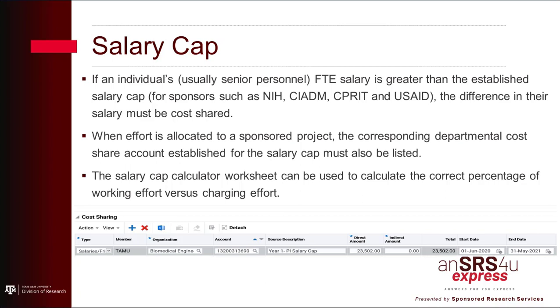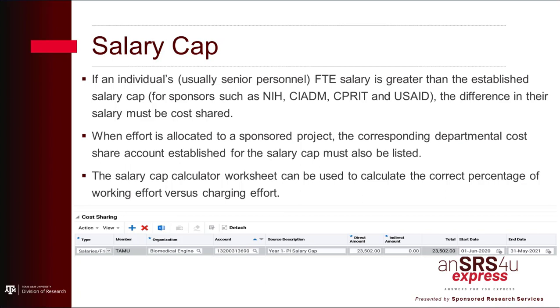We're going to switch gears now to salary cap. Not all sponsors have an established salary cap, but some of our most common ones are listed here. If an individual's salary is greater than the established salary cap, then the difference in their salary must be cost shared. When effort is being allocated to a sponsor project, then the corresponding departmental cost share account that's established for that cap must also be listed.